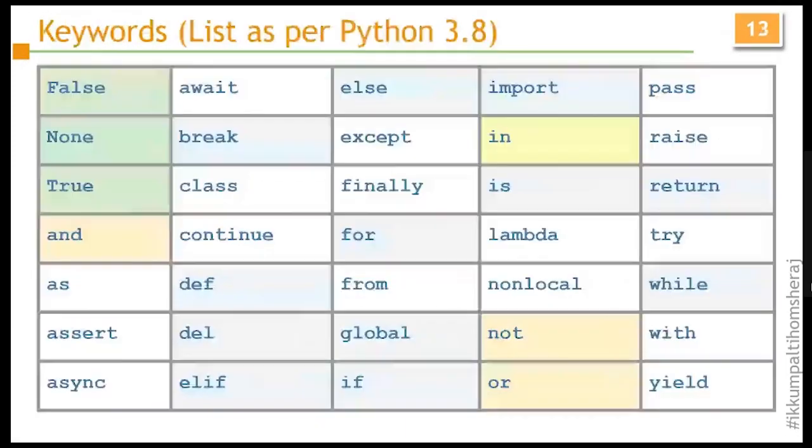Next is keywords. This list of keywords is from Python 3.8. Out of this, some are marked with green, which are False, None, and True, the only keywords starting with capital letters and part of our curriculum. The pink ones are the operators. Along with this, we have one more operator shown in yellow because this is a membership operator, and these are your logical operators.